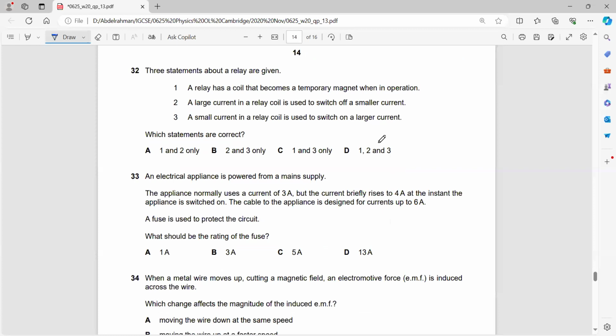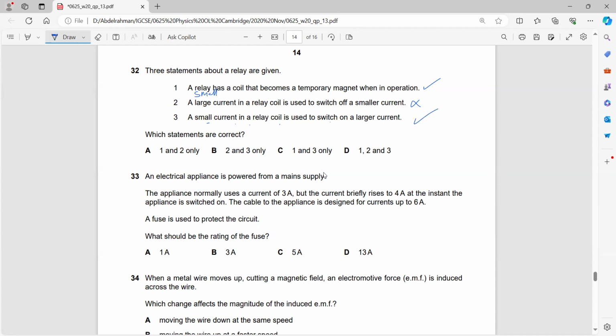Three statements about a relay are given. Which statements are correct? This is an interesting question. A relay has a coil that becomes a temporary magnet when it is in operation. This is correct. There is a coil which becomes a magnet. A large current in a relay is used to switch off a small, no, wrong. Actually, a small current in a relay is used to switch on a larger current. Yes, this is the operation.